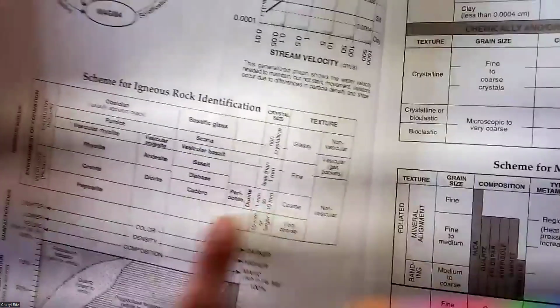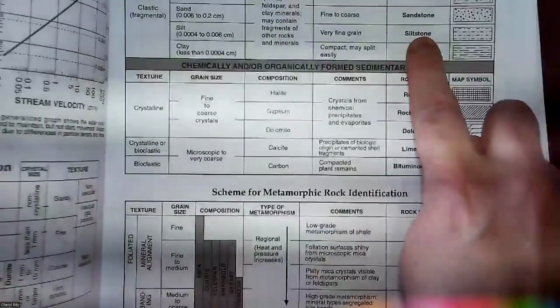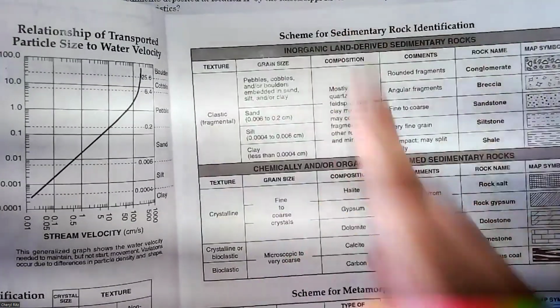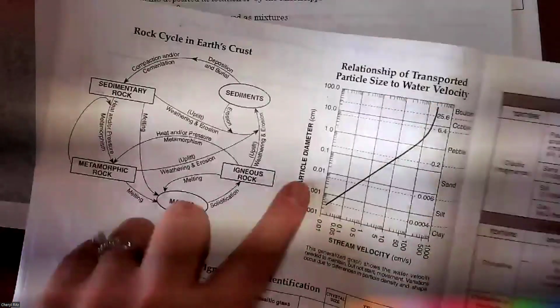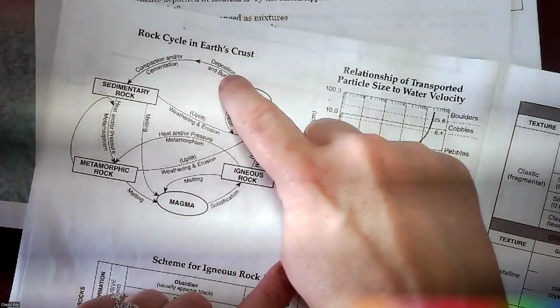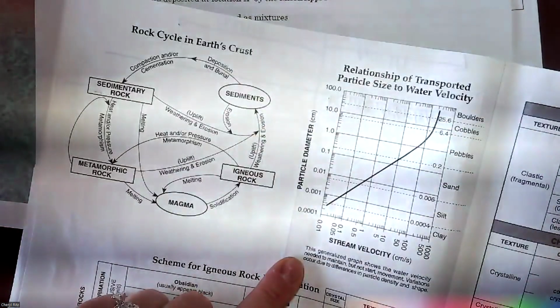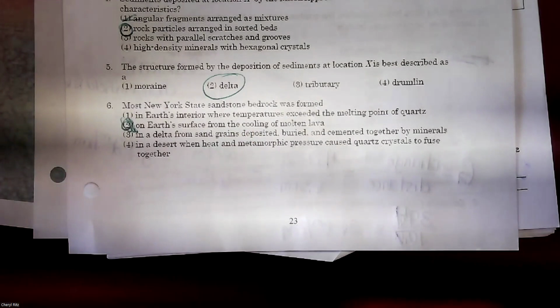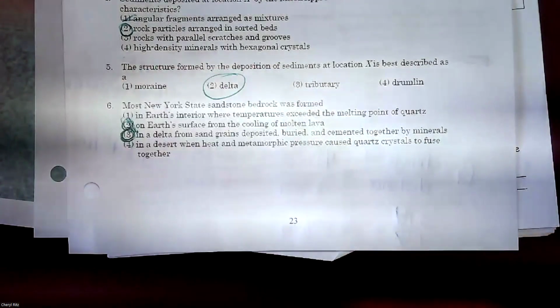So look through these rocks. Nope. Look through these rocks right there. Sandstone is a sedimentary rock. And the question asks, well, how did it form? Sedimentary rock forms when sediments get deposited, buried, compacted, and cemented together. Which one of these answers says that? Answer number 3. The sandstone bedrock was formed in a delta when sand grains were deposited, buried, and cemented together.